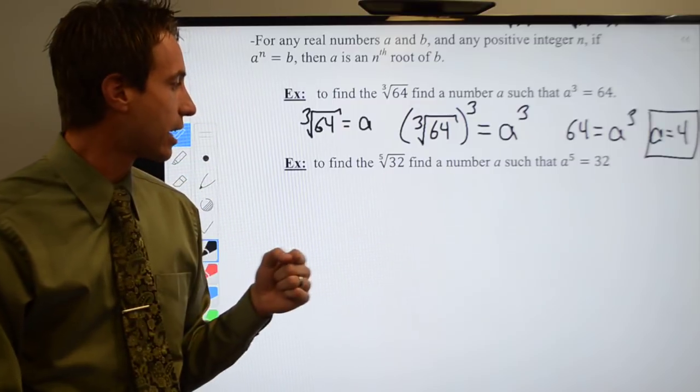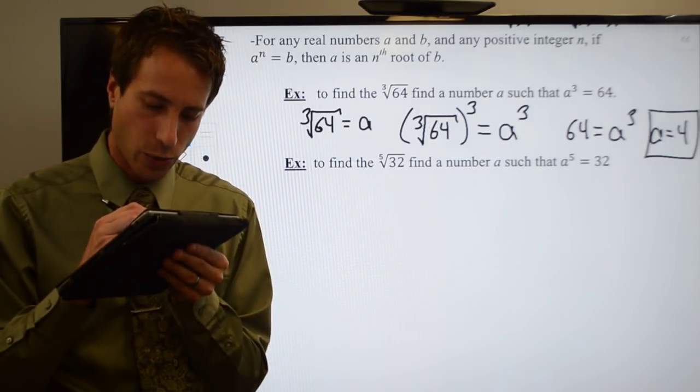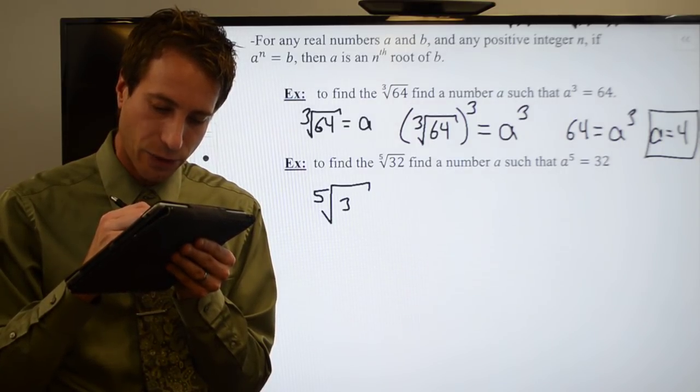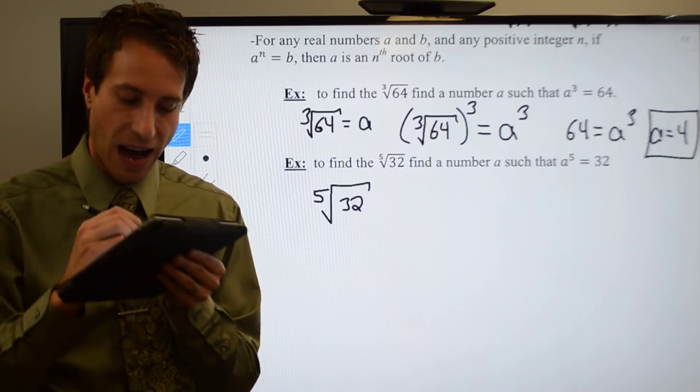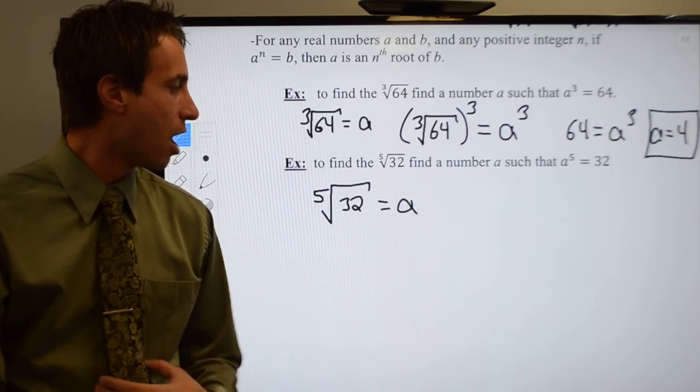All right, same thing down here. I'd like you to find the fifth root of 32. Well, here's the way that's going to work. I have a fifth root of 32. I know it's a fifth root because my index is a 5. That's all equal to some number a. I'm trying to figure out the fifth root of 32.